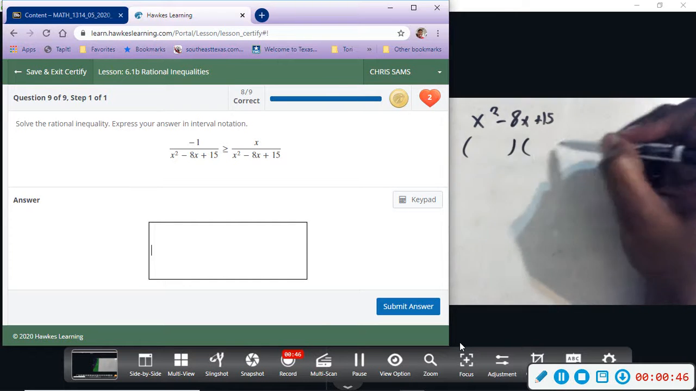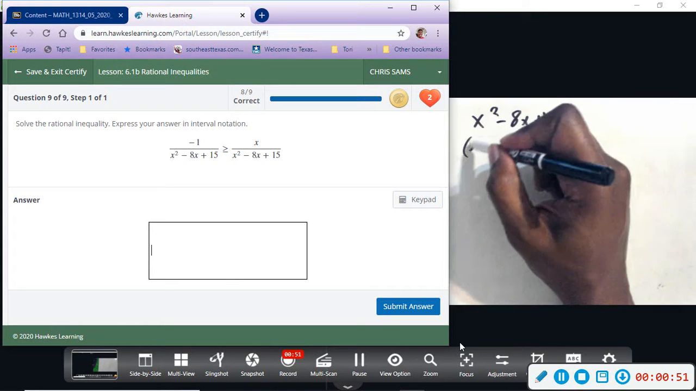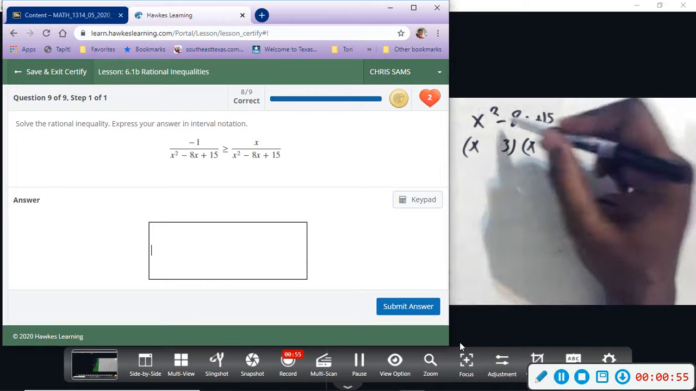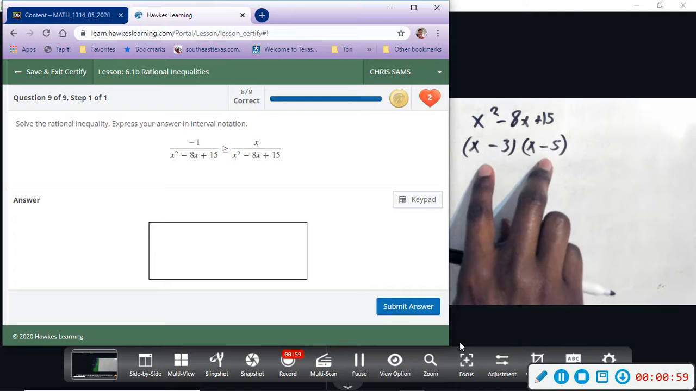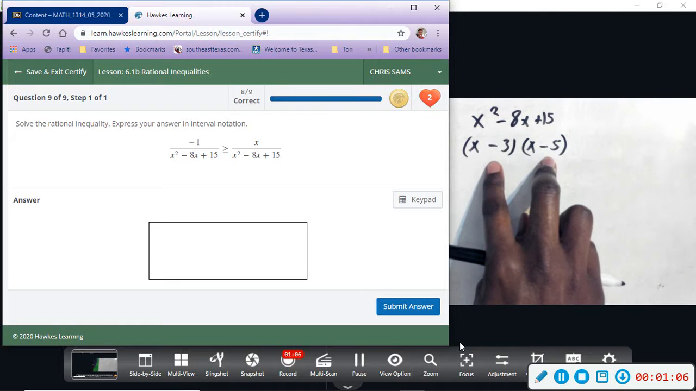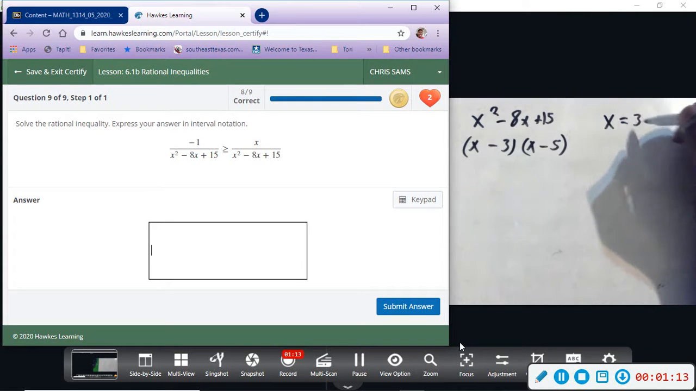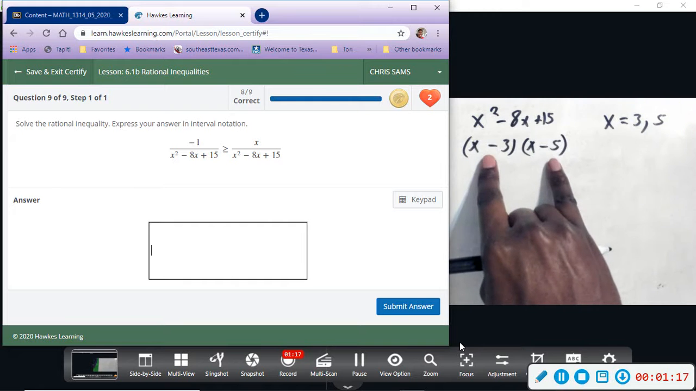So factors of 15 that add to give me 8: 3 and 5. So x, 3, and 5. Bigger number, negative. They're both the same. Okay, so the denominator factored out is x minus 3 and x plus 5. We need to do that so we can get the critical values. And so x equals 3 and 5 from the denominator when we set those equal to 0.